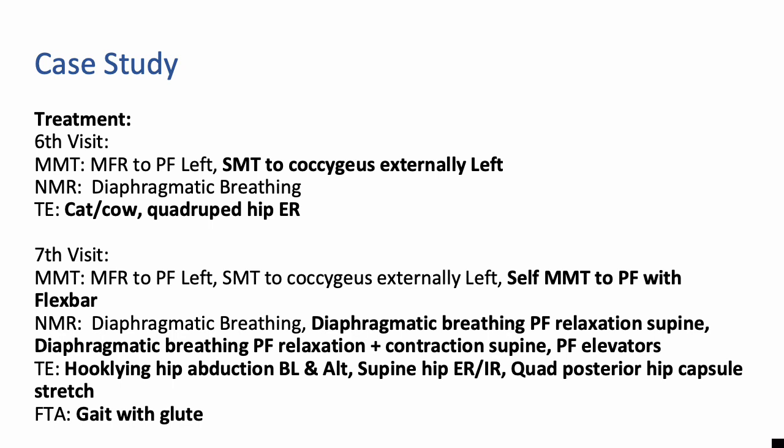Then I added some more pelvic floor exercises, added some more hip exercises because she actually did have some hip pain, as I mentioned before. And then I added functional therapeutic activities. We started doing gait with glute activation. I do like to move things off of the plinth because I think it's more sustainable for the patient, and then it's obviously more functional.